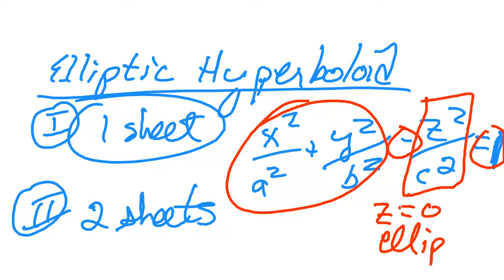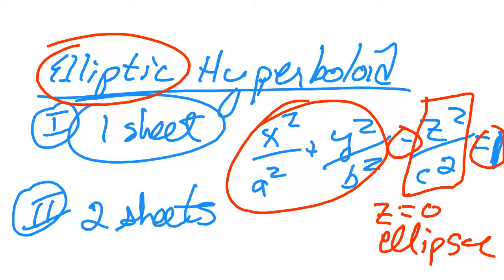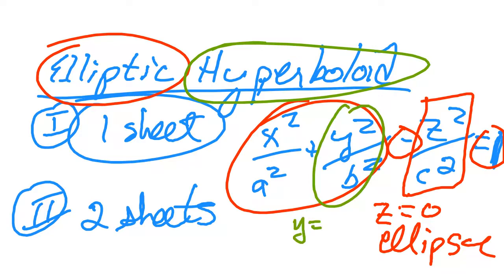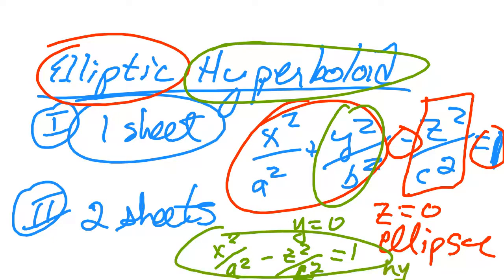So once again, the name of the figure here, there's an ellipse in there because it's elliptic. And then what's the other thing that's in the name? Hyperboloid. So you might think hyperbola. So what happens if we let y equal 0? If y equals 0, what do we get? We get x squared over a squared minus z squared over c squared equals 1. That's a c there. Anyway, what's that? That's a hyperbola. And that's when y is 0.